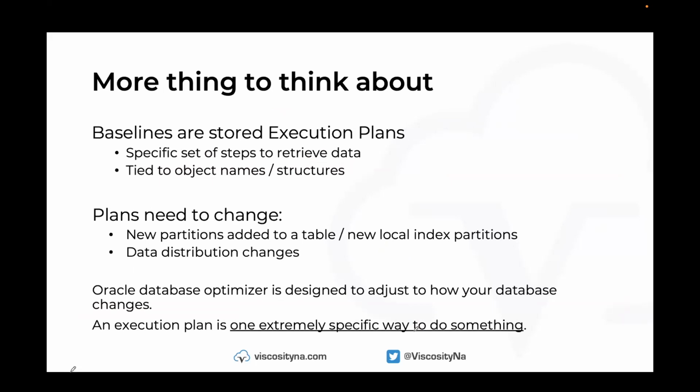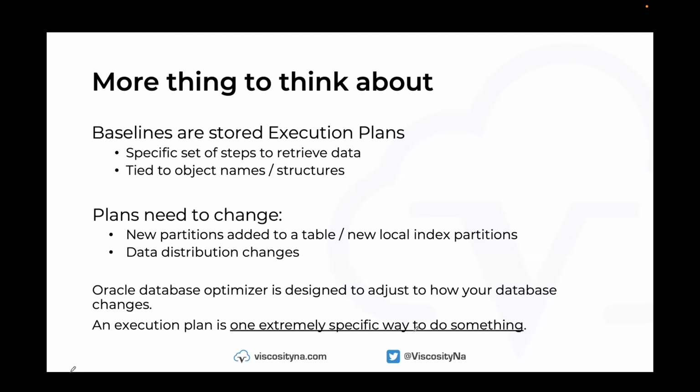Baselines are stored execution plans. There are a specific set of steps. They're tied to object names and structures. Changes in your system are going to change execution plans. Plans need to change. New partitions, new tables, indexes, data distribution changes. I do kind of an in-depth SQL tuning session and we talk about data distribution. It's one of those big things that I think people don't pay enough attention to, because most of our data is skewed data. Most of the data we work with is not just straightforward normal distribution, right?